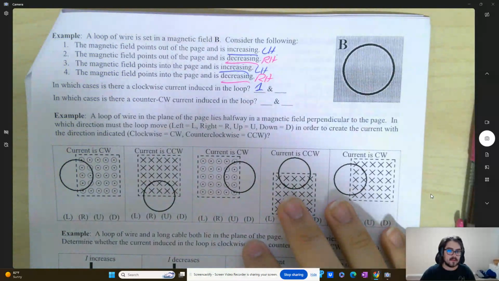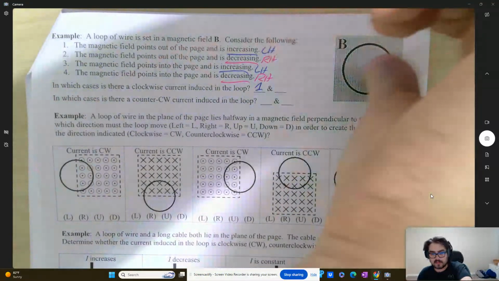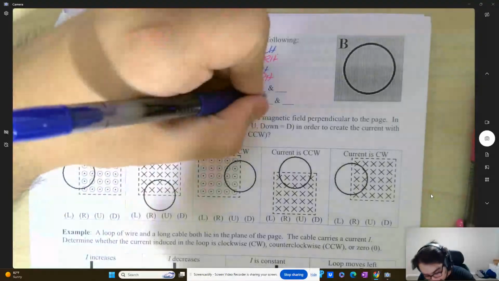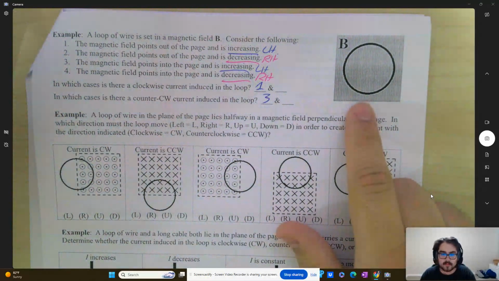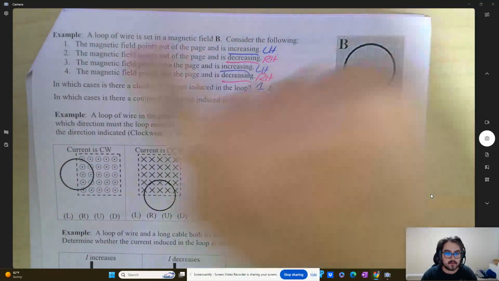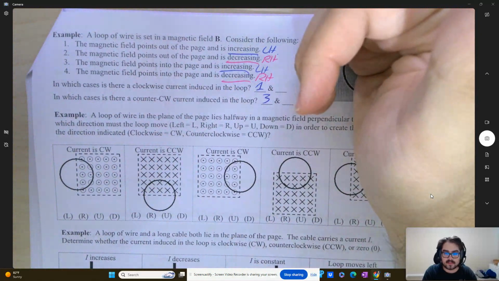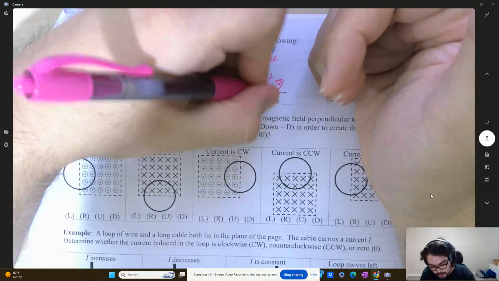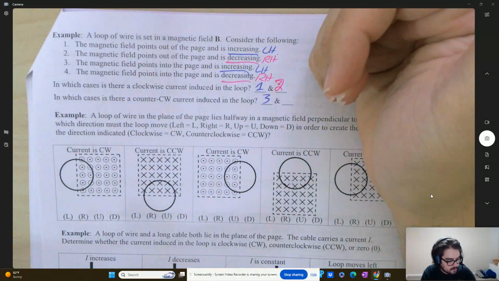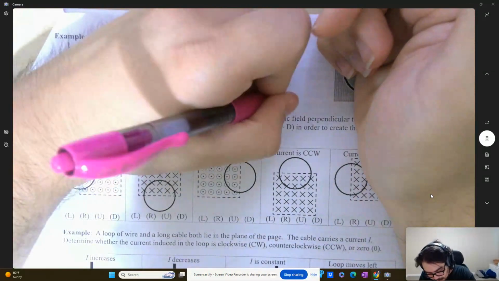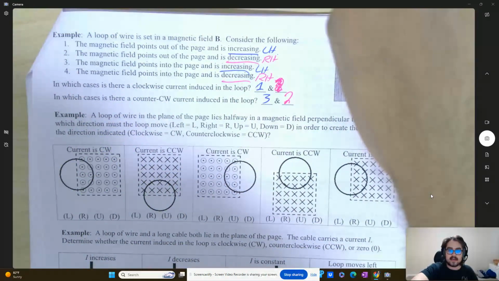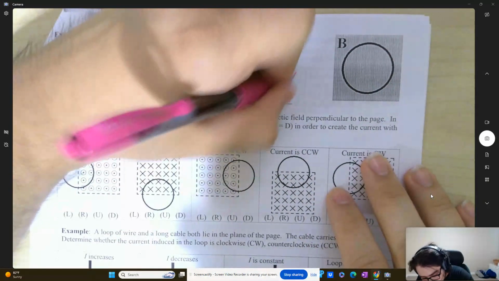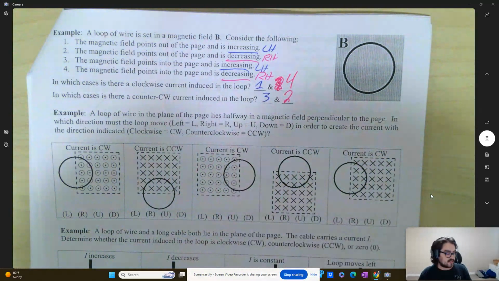What about the other one? Into the page and is increasing. So thumb down, and it looks like it's going counterclockwise. What about for my right hand? My right hand is out of the page. That's going to go counterclockwise. That would be in this spot right here. And then down, my thumb goes down into the page. You'll see that it's going clockwise. So that would be 4. So 1 and 4, and then 3 and 2.